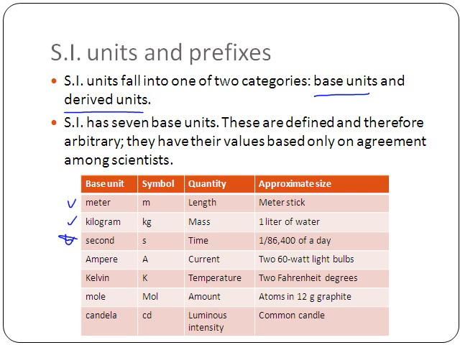Every other unit is based on these 7, but these 7 are defined. As I said, they're arbitrary. They have their values based only on agreement among scientists. Could the meter be anything? Yeah, the meter could be anything. In this case, it was originally designed as being 1/10,000,000 of the distance between Paris and the North Pole along its meridian.